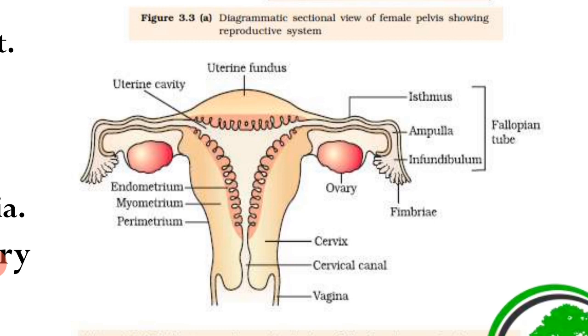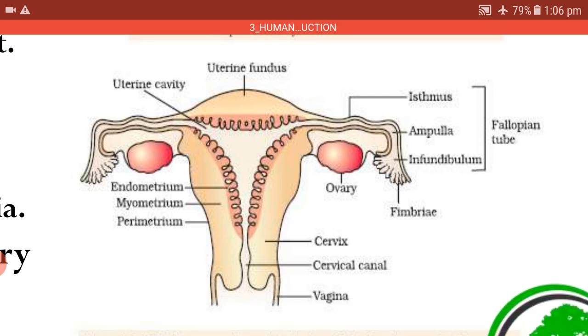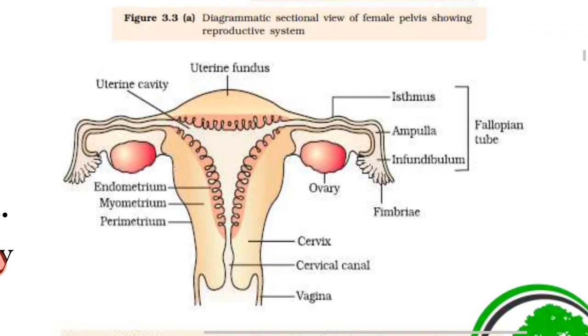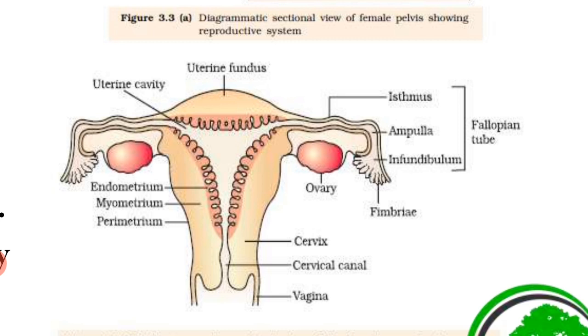Okay, then the wall of the uterus. The wall of the uterus is made up of three layers or three tissues, namely the outer perimetrium, middle myometrium and inner endometrium. Right. So first of all, that is outer thin membranous layer known as perimetrium, which is protective in function. Then the middle layer, which is a thick layer of smooth muscles known as myometrium, whereas inner layer, that is glandular layer, is known as endometrium.